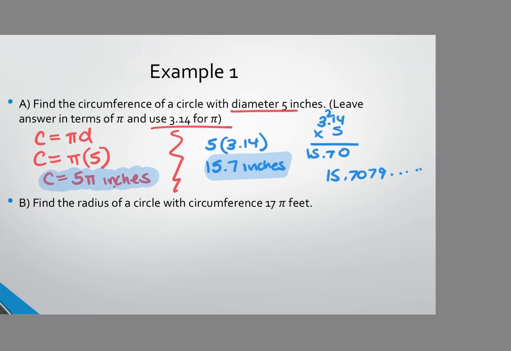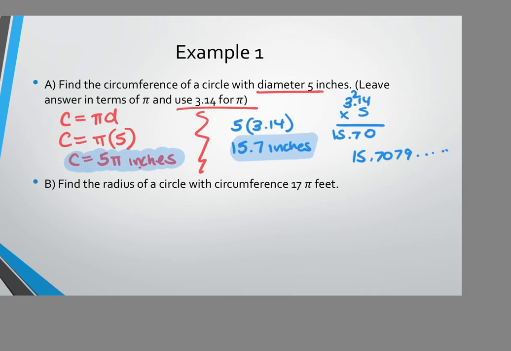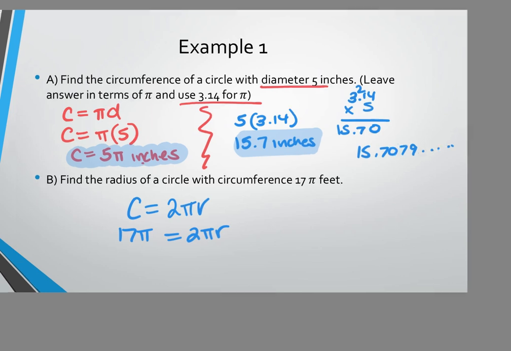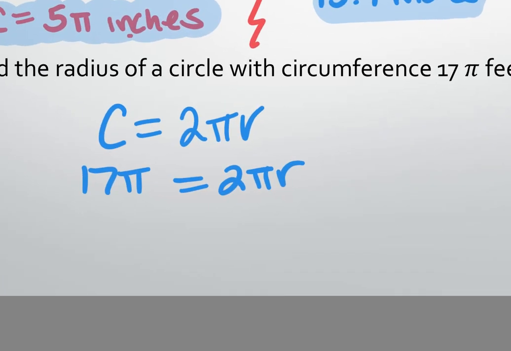All right, B says find the radius of a circle with circumference 17 pi feet. Now I have the circumference, I want the radius, so I can use 2 pi r as my formula, or I could use pi d and then cut it in half. It's the same thing. So if circumference is 17 pi and this equals 2 pi r, how do I isolate r?